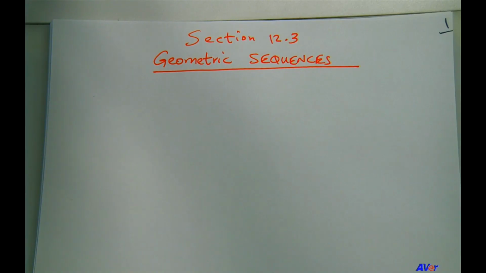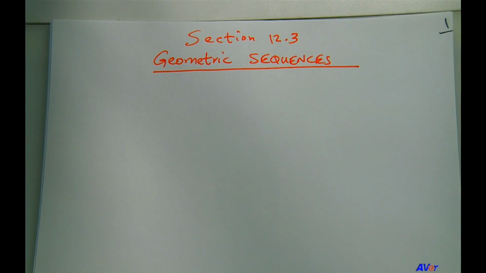Hello everyone, welcome to our discussion of section 12.3, which will be about geometric sequences and their partial sums. As you remember, last time in section 12.2 we talked about arithmetic sequences and their partial sums, and this is another type of sequence and partial sum that has a particular pattern associated with it.